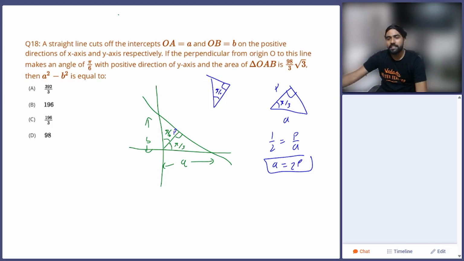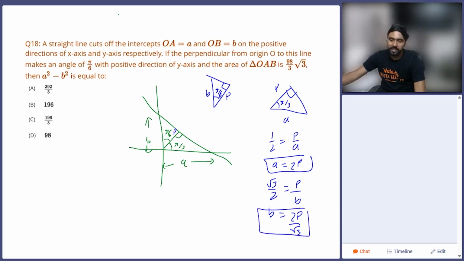Similarly, over here I have another triangle wherein I have this 90 degree. This is pi by 6, and I have b, and this is equal to p. So I can say that cos pi by 6, which is root 3 by 2, is equal to p by b, which gives b equal to 2p upon root 3.